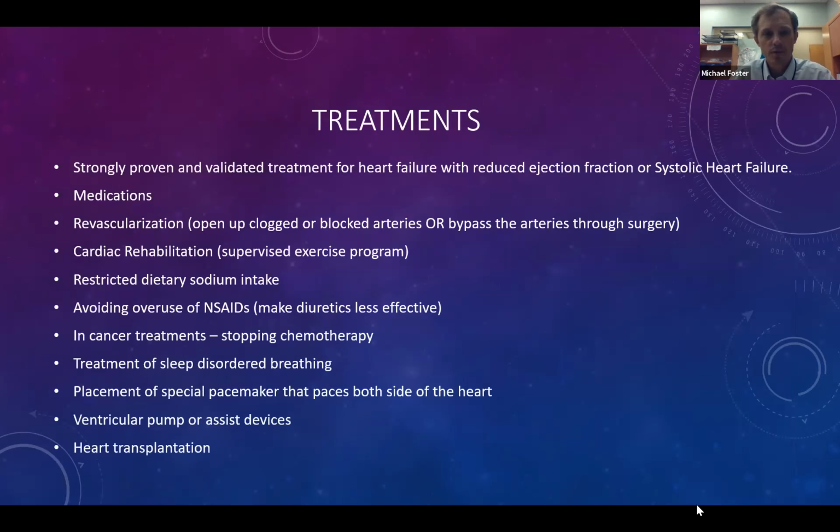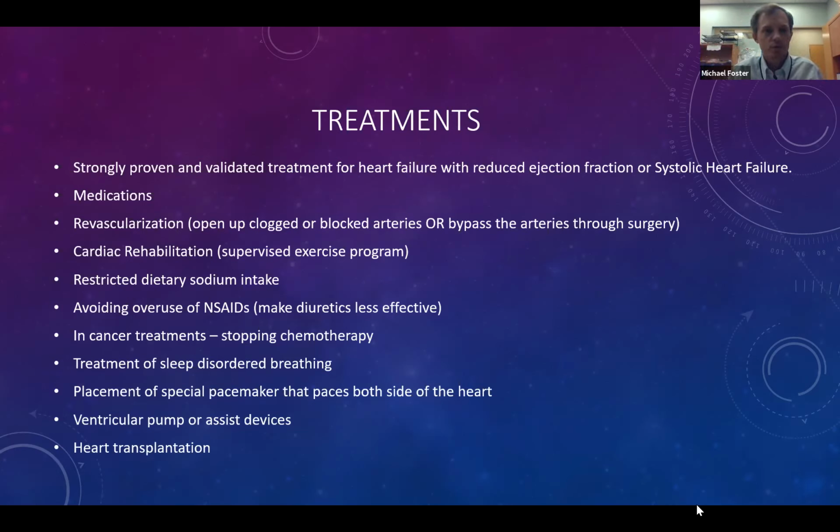Another treatment is revascularization, which we mentioned before, can open up clogged or blocked arteries, or possibly through surgery bypass the artery. Cardiac rehabilitation is an essential tool that we use once the patient is stabilized and in the outpatient sector. And it's really supervised exercise. Basically, the patient's heart rate, blood pressure, and EKG are monitored while they're exercising in a graded fashion.